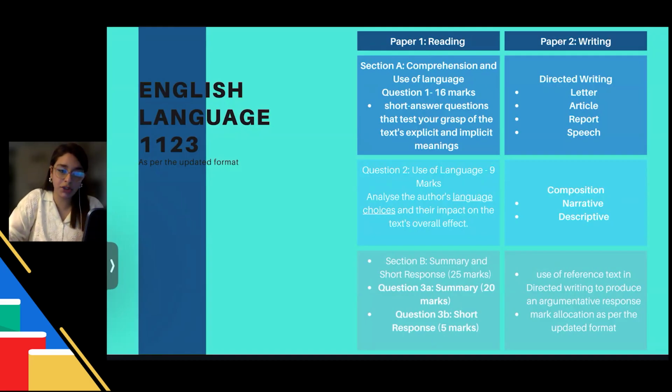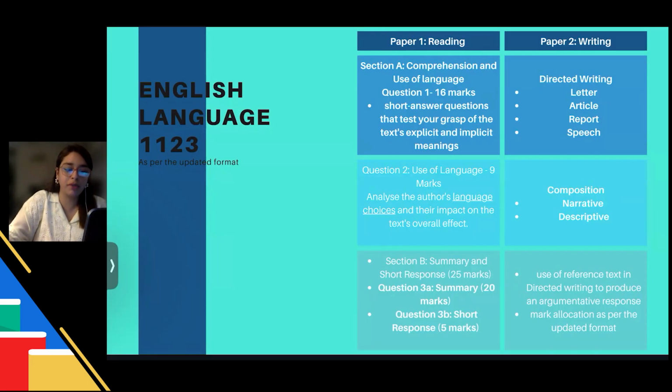The second question, which is your use of language question, is basically where you are expected to analyze the author's use of language. So you are basically expected to understand what the author is trying to imply through the statements that they have used, or what effect does the language hold within that context of those given lines. All right. So that is your question number one and question number two for section A.